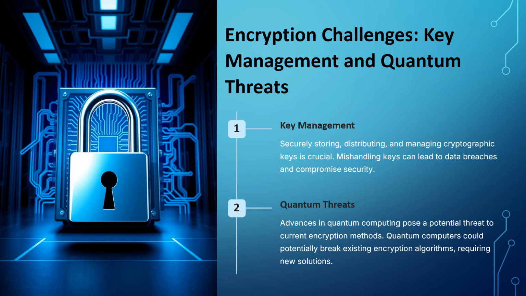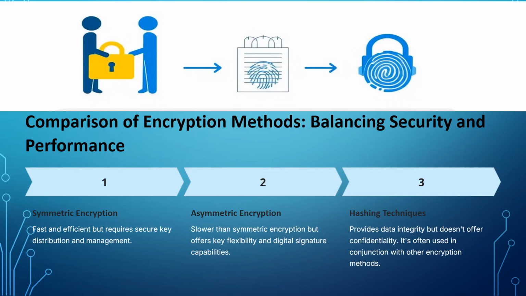Now we go to our next slide. In this slide we compare encryption methods, balancing security and performance. First is symmetric encryption, which is fast and effective but requires secure key distribution and management. As you know, we have only one key. We have to secure that key. If that key is given to someone who is not supposed to use it, your data is completely breached.